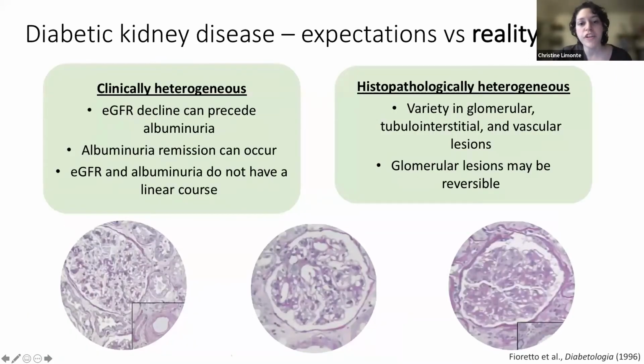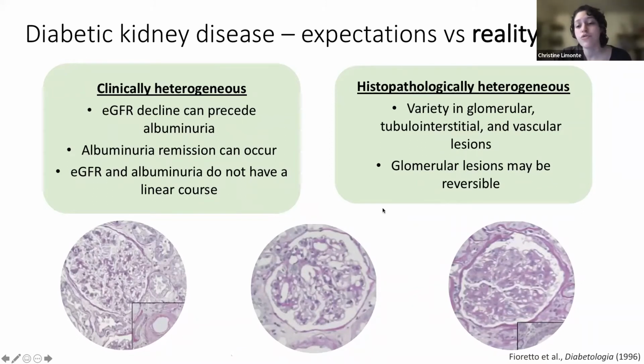So unfortunately, the clinical and histopathological timeline I described doesn't hold up entirely, especially in type 2 diabetes, which has proven to be a quite heterogeneous disease process. Ways that diabetes is heterogeneous. Well, clinically, eGFR decline can actually precede albuminuria. Albuminuria remission can occur, and eGFR decline and increase in albuminuria do not always have a linear course. This can occur more precipitously than people tend to expect.